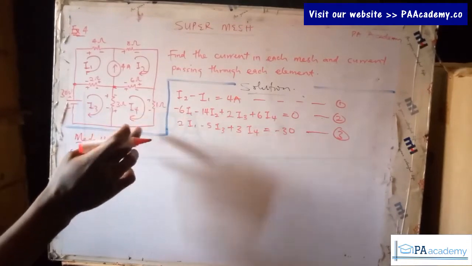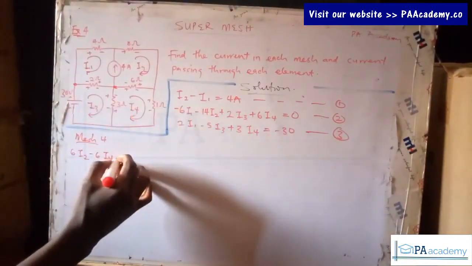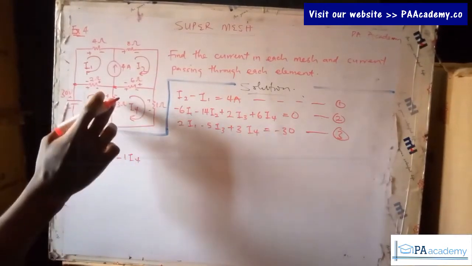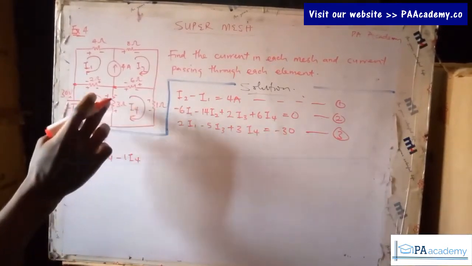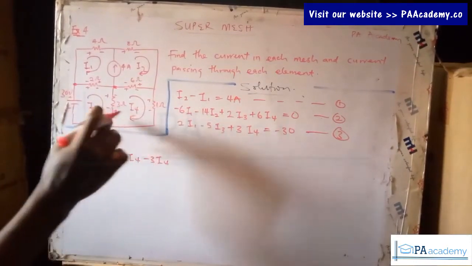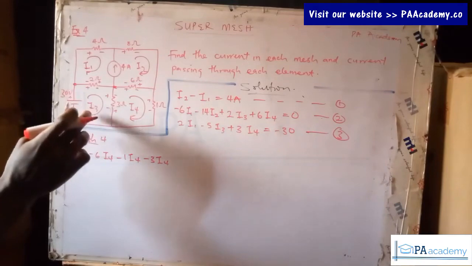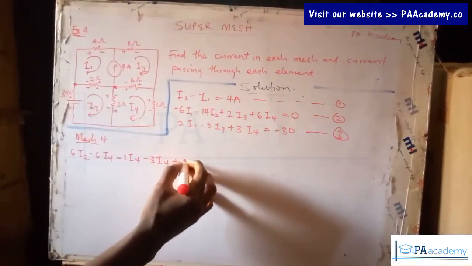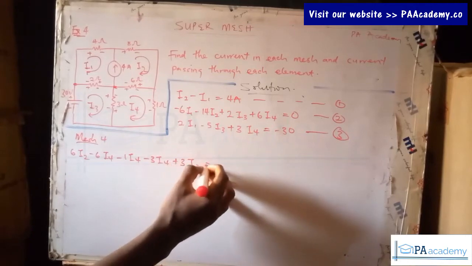Now let's come to the 1 ohm resistor. So from positive to negative, that's -1 I4. And then let's come to the 3 ohm resistor. So we'll continue like that. From positive to negative, that's -3 I4, while from negative to positive is due to the current I3. So that will be plus 3 I3 equals to 0.